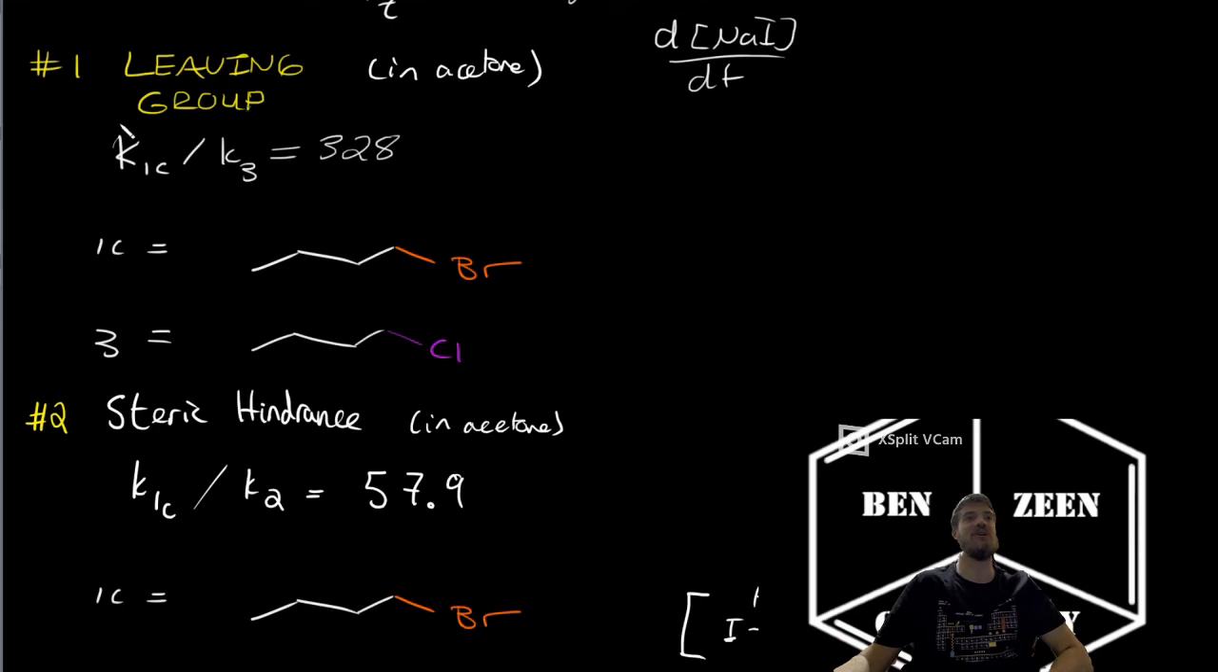So the first one would be that you have a good leaving group, like we talked about. So the rate constants varied by 328 times when you have a bromine atom versus a chlorine atom. Like we said, the bromine atom is much bigger. It has more volume, so it's a better leaving group. So this reaction occurs much faster than this one.